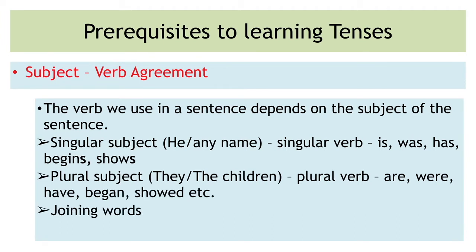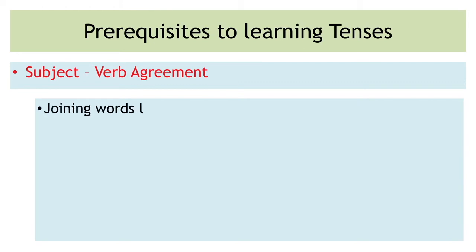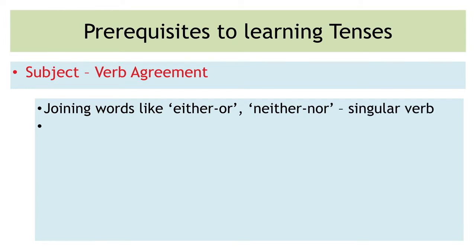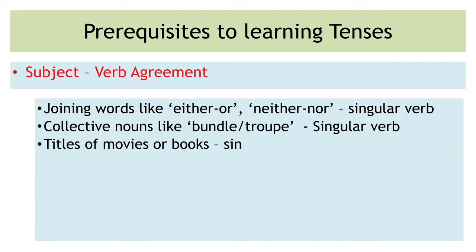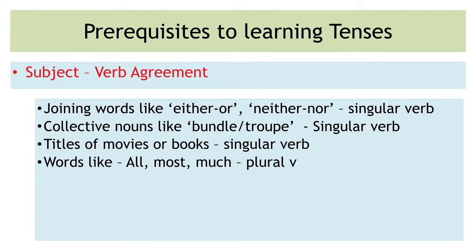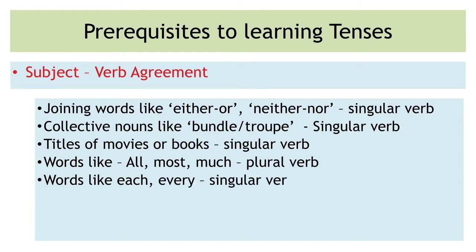Now, when the sentences are joined with joining words like and, we need to use a plural verb. Joining words like either-or, neither-nor carry the singular verb. Collective nouns like bundle or troop carry the singular verb. When we use titles of movies or books, we must use the singular verb. Words like all, most, much carry the plural verb, and words like each, every take the singular verb.